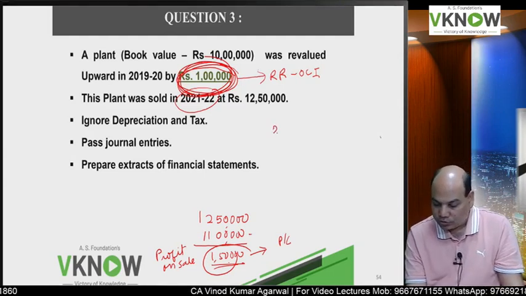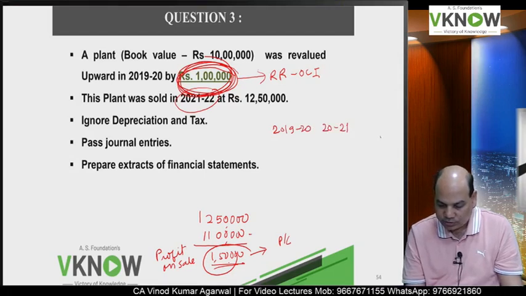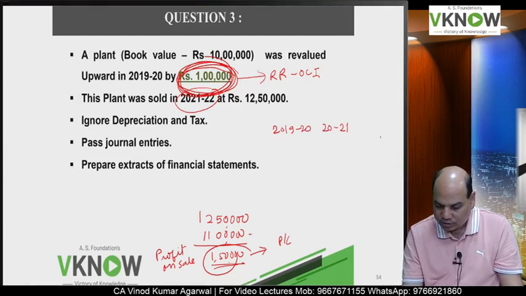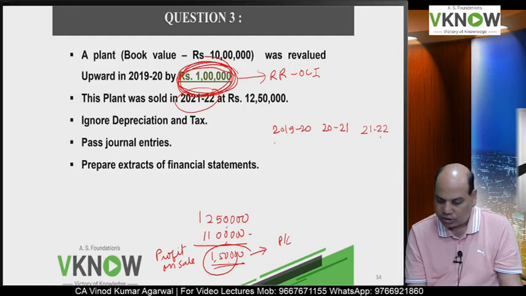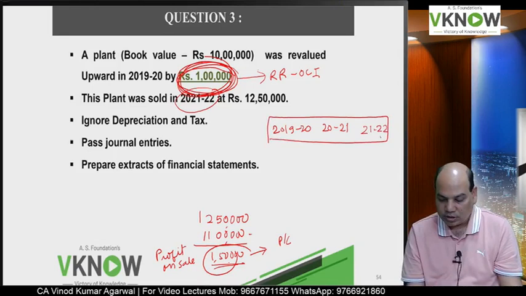So this question is 2019-20 is 1 year, 2021 is another year, but no event has happened in that year, and then 21-22. So 3 years are involved here. Can you see that? 3 years are involved.